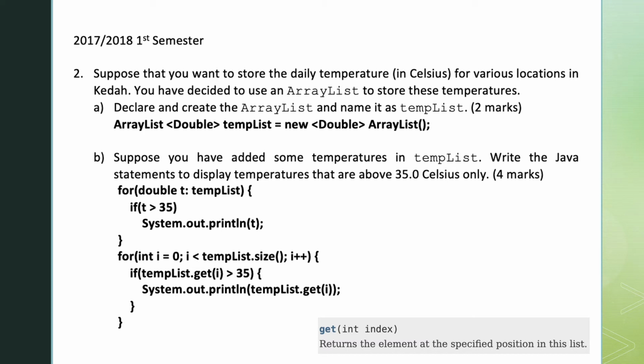Question B. Suppose you have added some temperatures in tempList. Write the Java statements to display temperatures that are above 35.0 Celsius only. There are two ways of doing it. The first one, you can use the enhanced for loop, or the second one, you can use the normal for loop.